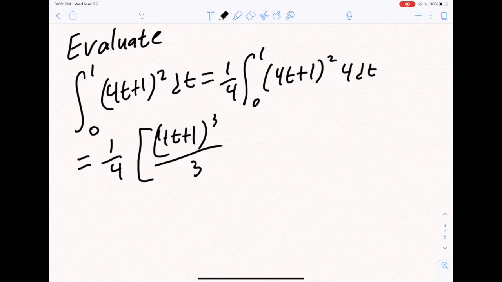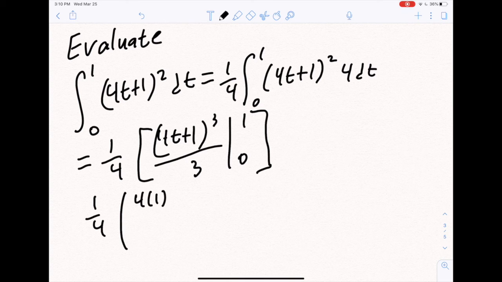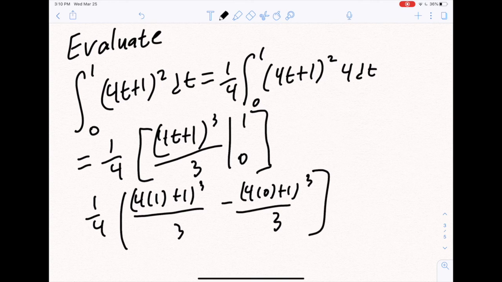over 3, evaluated from 0 to 1. So keep in mind, this is 1/4 times this whole thing evaluated from 0 to 1. So what that's going to end up looking like is 1/4 times (4 times 1 plus 1) cubed over 3 minus (4 times 0 plus 1) cubed over 3. So the evaluation here, the evaluating from 0 to 1, is happening inside that parentheses there.